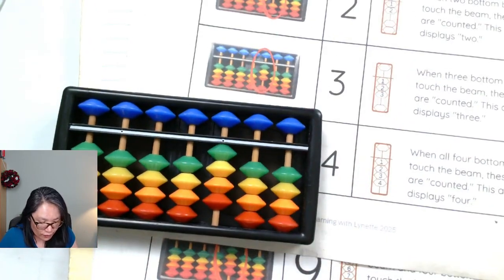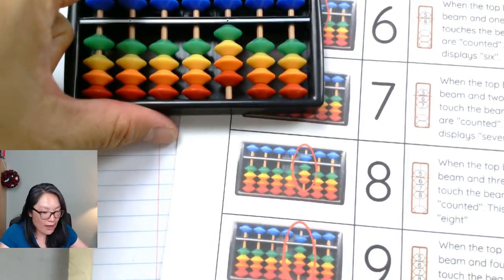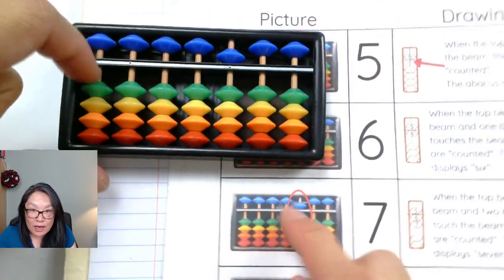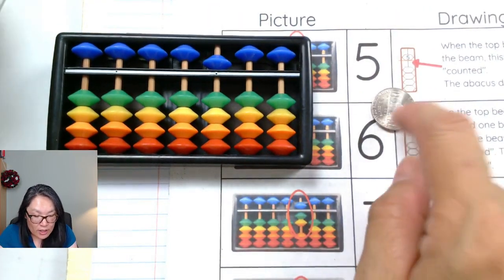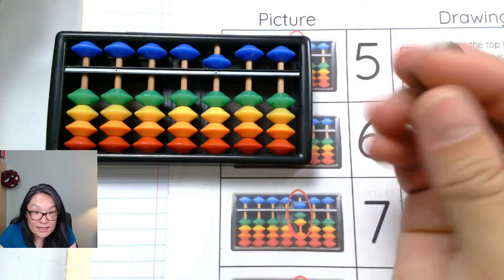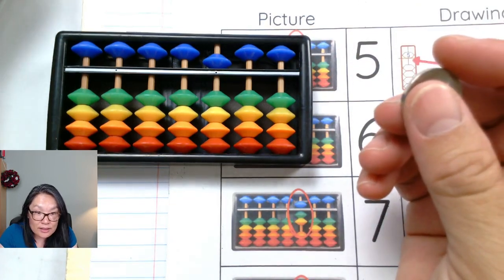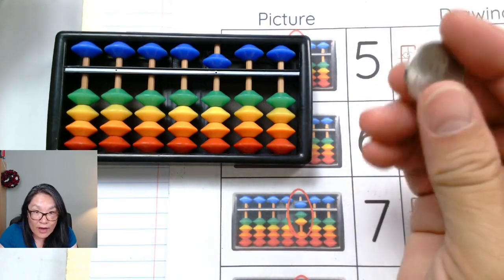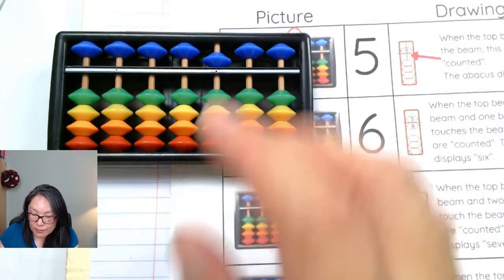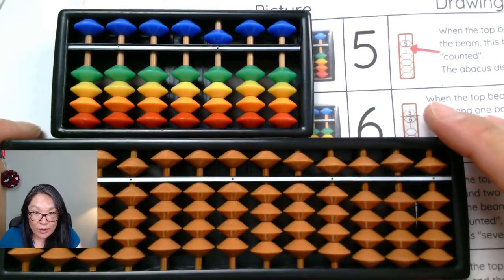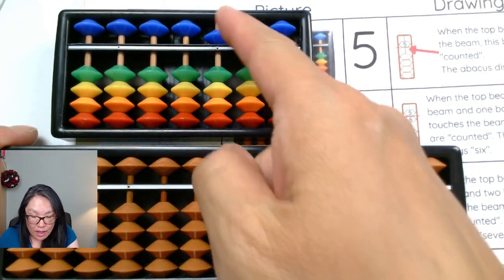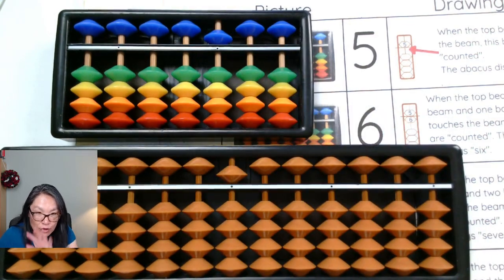So then what's after 4? After 4 is 5. How do we make 5? 5 will always be the top bead. The top bead will always be the 5. So this is what a nickel is. This nickel is worth 5 cents. 5 is always going to be the top bead no matter what. It was the blue bead, but if I have this one, it's brown, and it doesn't matter, right? So the top bead is what we're looking at. The top bead is always going to be 5, no matter what.